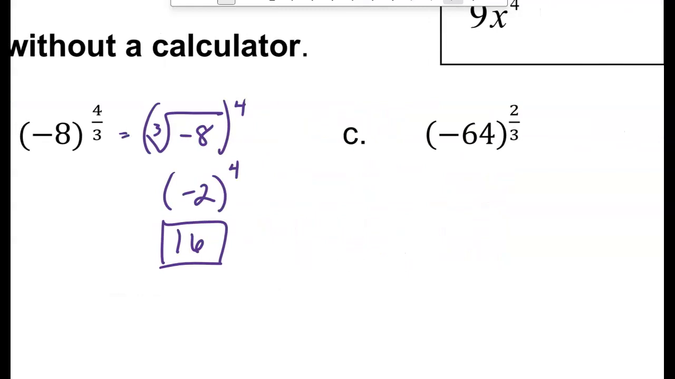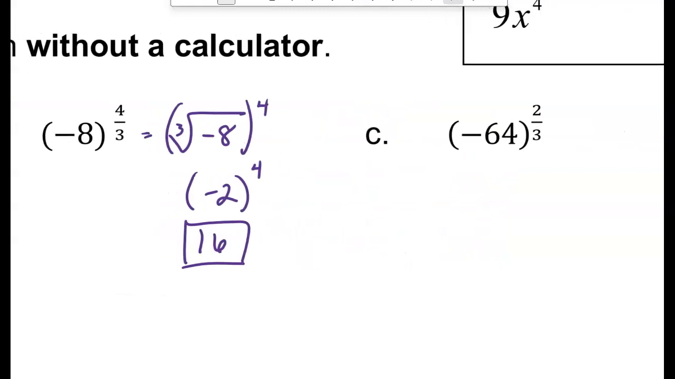Okay, guys, I think you got this next one. Do C on your own. Evaluate it without a calculator, showing your steps. Some of you already worked ahead, I know. Is this making sense? All right, go for it. Let's see how you guys are doing on this. How are we doing?